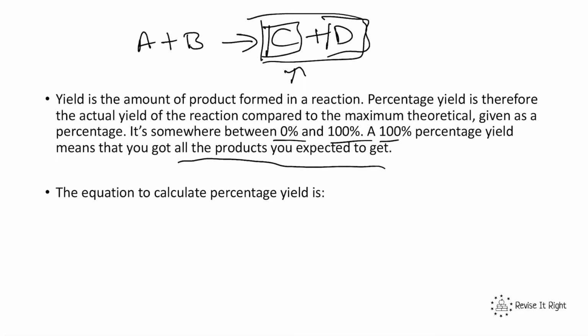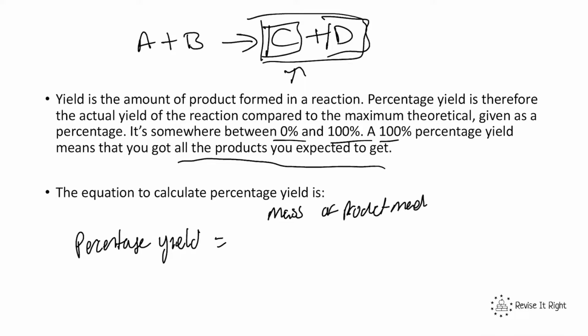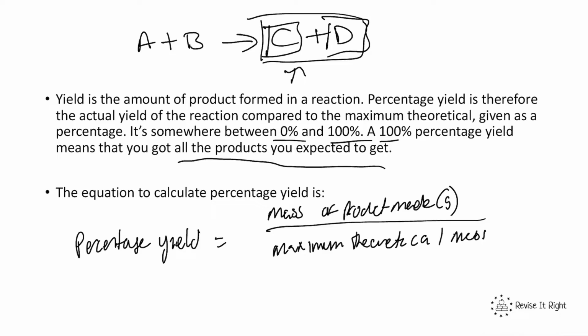But the equation to calculate percentage yield is: percentage yield is equal to the mass of the product made, and that's in grams, divided by the maximum theoretical mass of the product, and again that's in grams. So percentage yield is equal to the mass of the product made divided by the maximum theoretical mass of the product. And let's go through a worked example.